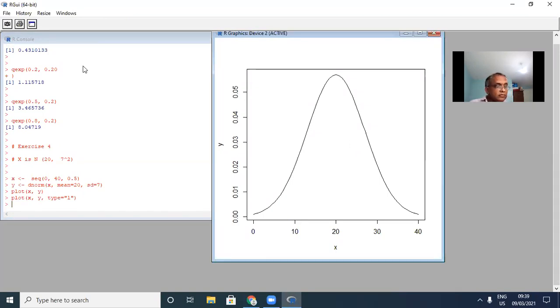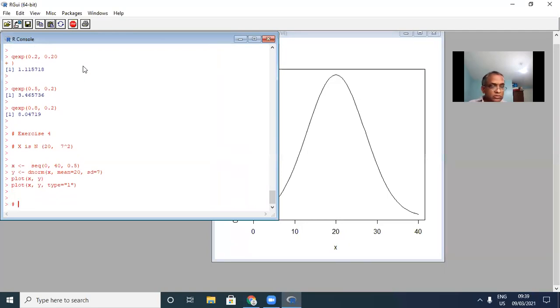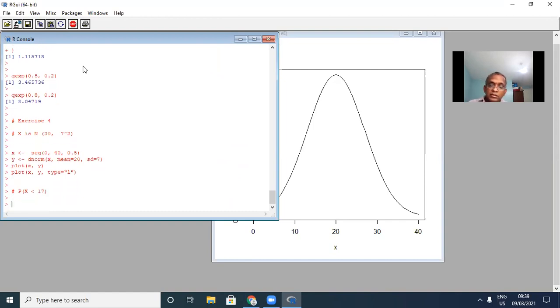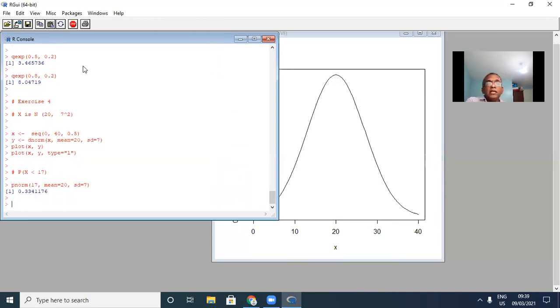Okay, guys. The next thing we want to do is to find the probability that x is less than 17. To find this, you use the command pnorm at 17 with the mean equal to 20 and standard deviation equal to 7. Once again, as I mentioned in the previous exercise, x less than is the same as x less than or equal to, so it doesn't make a difference.